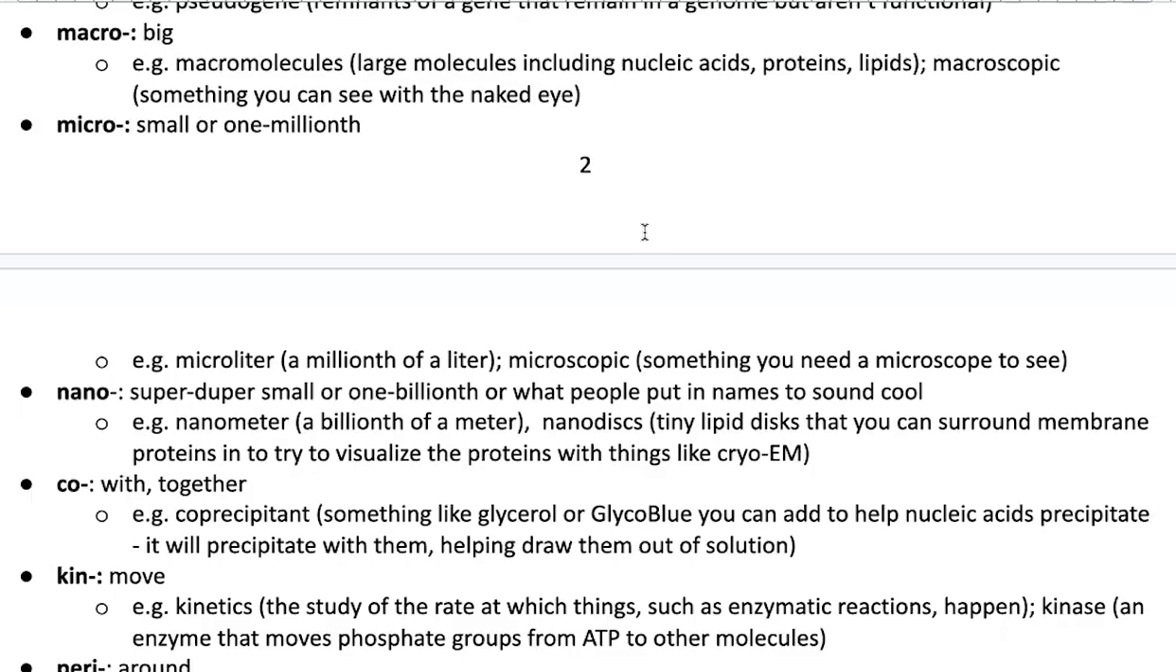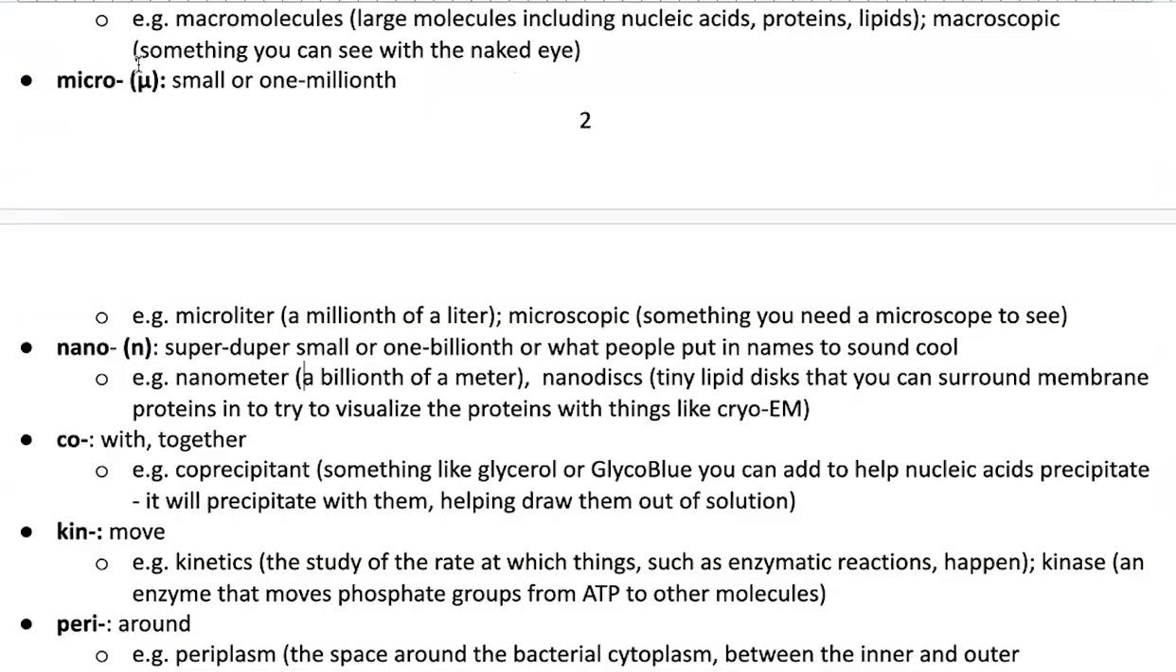So micro can mean small, or it can also mean more specifically 1 millionth. So a microliter is a millionth of a liter. In that case, you might also see it written with a mu symbol.